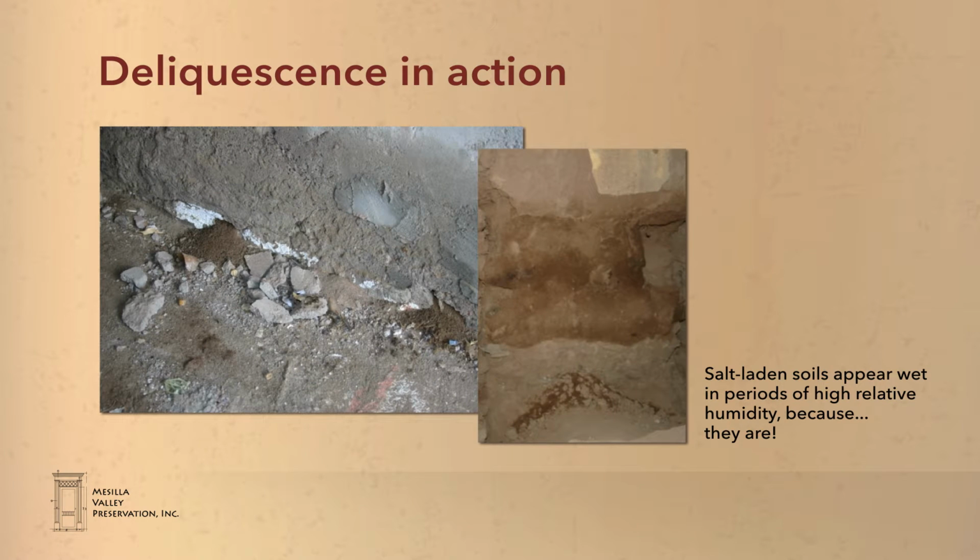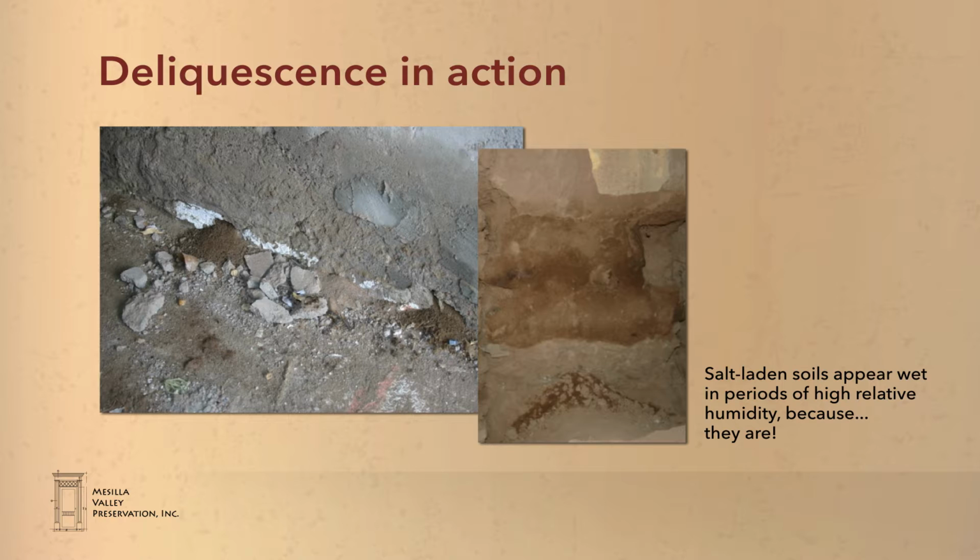This slide shows a couple examples of deliquescence in action. Areas that have a high salt concentration are clearly visible as they appear dark because they are actually wet. In this case, they are not wet from rising moisture or capillary action. They appear wet because the crystalline salts have extracted moisture from the air on a day with high relative humidity. The salts have attracted moisture out of the air and dissolved themselves in it.